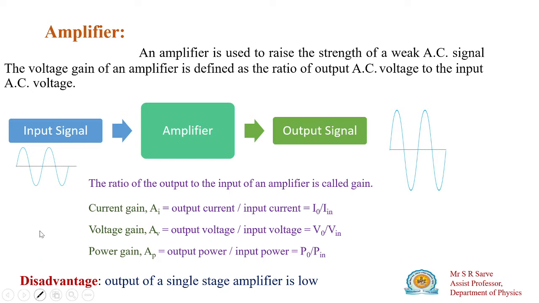So what happens is we supply an input signal to this amplifier, its strength is increased, and you get the output. What is the function of this amplifier? To increase the strength of the input signal. Here we can see that this has low amplitude and this has high amplitude. So the amplitude is increased, which means the strength of the input signal is increased by this amplifier.